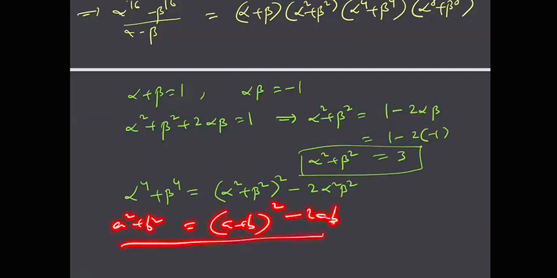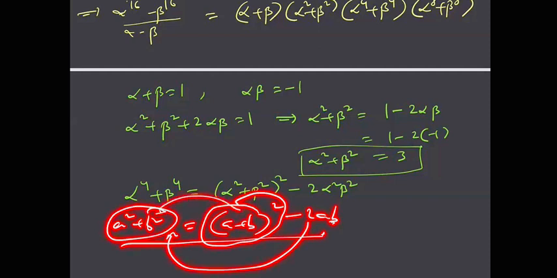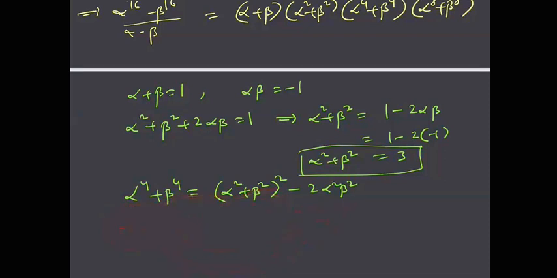So this also, I mean, you need to express. You know the formula of a plus b whole square as a square plus b square plus 2ab. But still a square plus b square, you should be able to express it in this way, that a plus b whole square minus 2ab. So this will be useful sometimes in the problems.